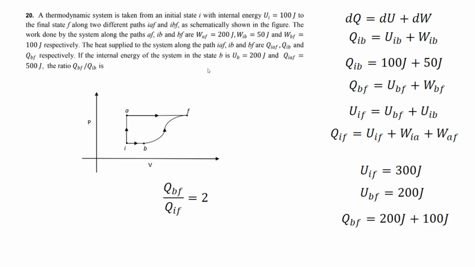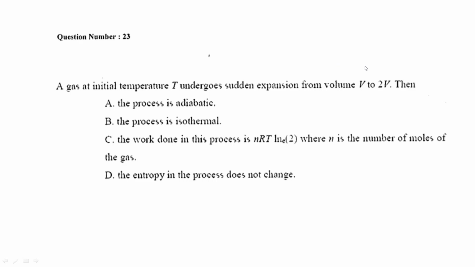The main important point which this question uses is that internal energy is a state function. This is a question from KBPY 2016 paper. A gas at initial temperature T undergoes sudden expansion from volume V to 2V, then which of the following statements are correct? First of all, let us look at option D, that is the entropy in the process does not change.